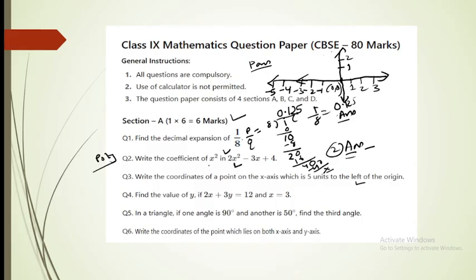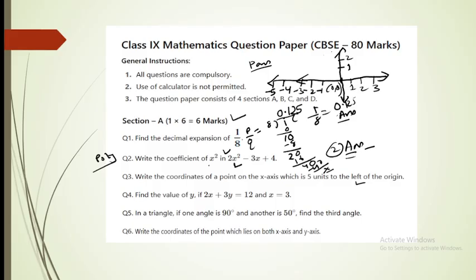This is 0 and 0, the origin. 1, 2, 3, and so on. Here you get all the negatives for the y-axis, minus 2, minus 3. Here all the positives, sorry, 1, 2, 3. Here you get minus 1, minus 2, minus 3, minus 4. Why am I going up to minus 5? Because here we require minus 5. You see the question: write the coordinates of a point on the x-axis which is 5 units left to the origin. Where is the origin? Origin is here.